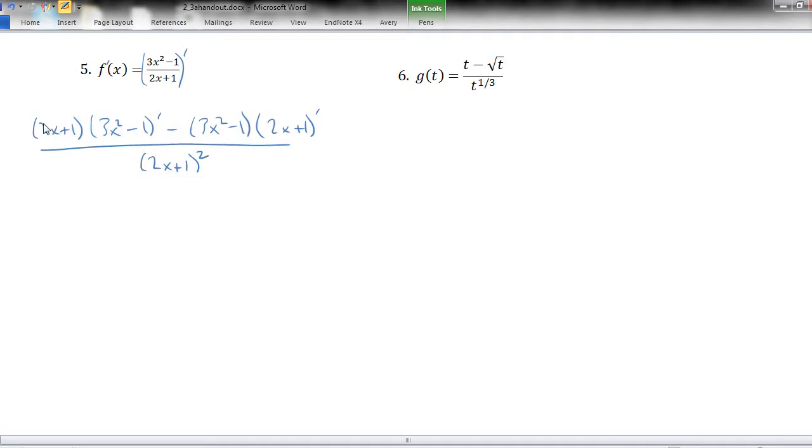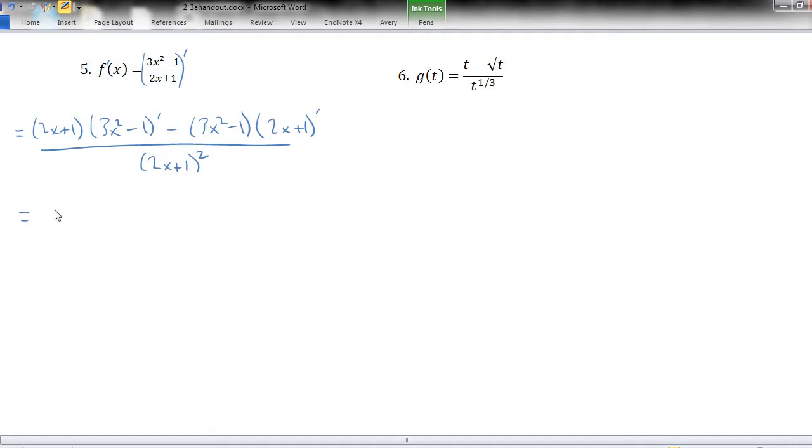Notice that in this step, I haven't actually taken any derivatives. I've just put a prime where I need to take a derivative, to remind myself of what I still have to do. Once you get used to doing this, you may skip this step and just go ahead and take the derivatives as you go. But it's good to write that step in when you're starting.